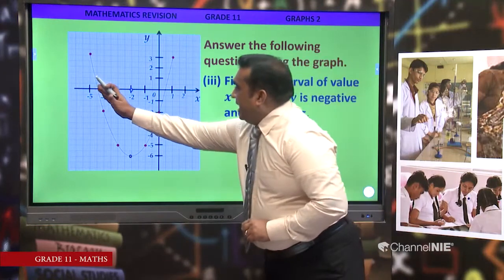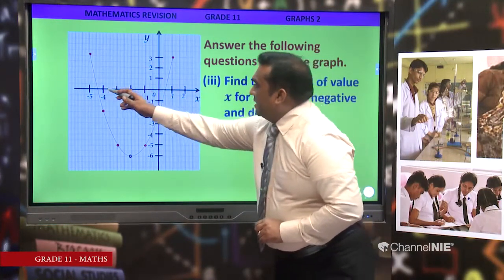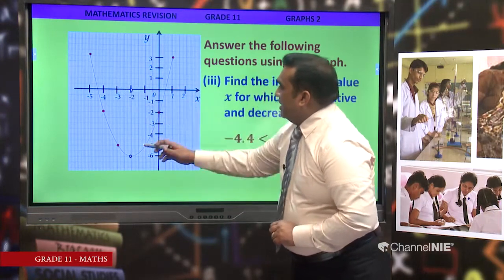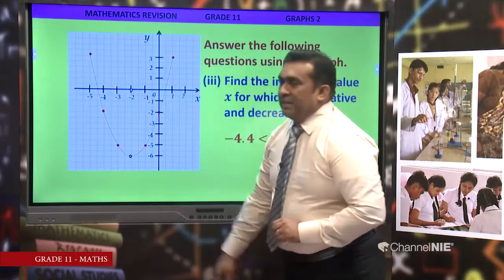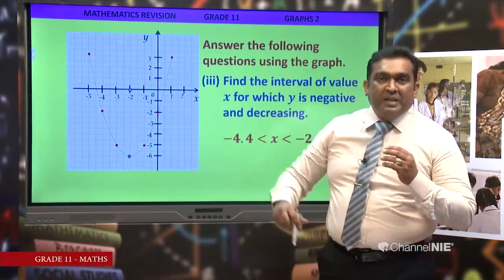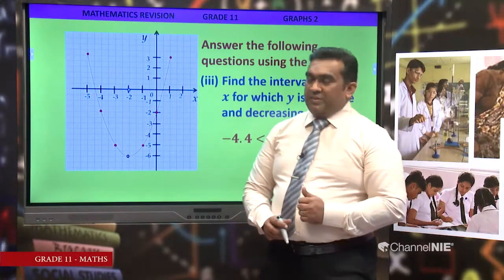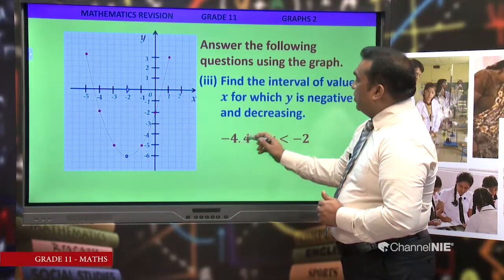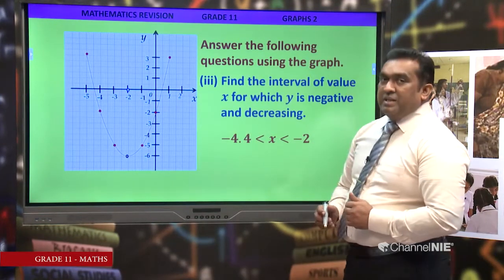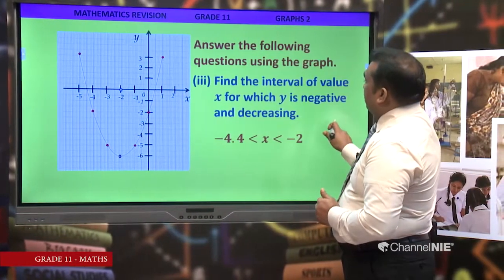X is greater than, because you have to move to the right-hand side, therefore greater values. From minus 2, you have to move to the left-hand side, less than. Right-hand side, greater than. As a result of that, x is greater than minus 4.4 and less than minus 2. Next one.